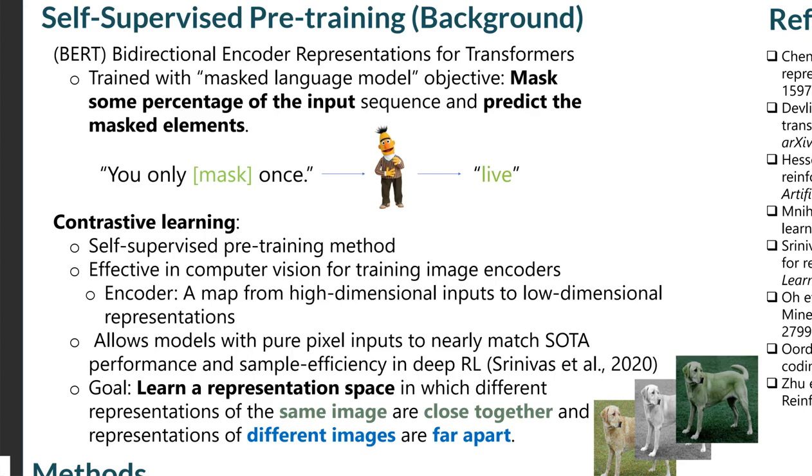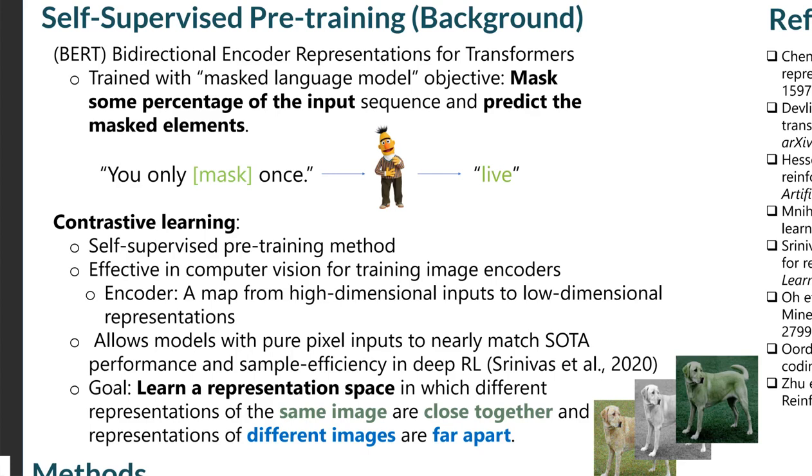Contrastive learning is similar to masked bidirectional training in that it's also a self-supervised algorithm for representation learning. And first I should note that when I say encoder, I'm talking about a map from high dimensional inputs to a lower dimensional representation. And self-supervised here just means that we don't have to provide labels. So like in the case of BERT, you put in an entire sentence, and then it can provide its own labels because it can just mask the words.